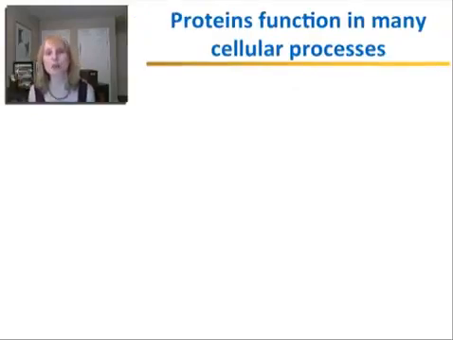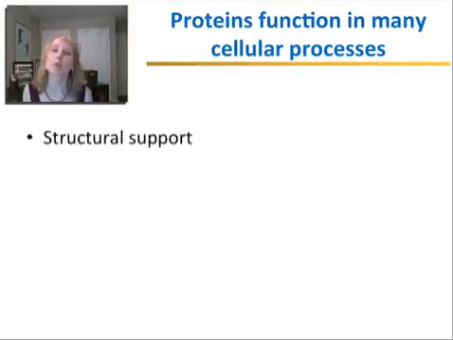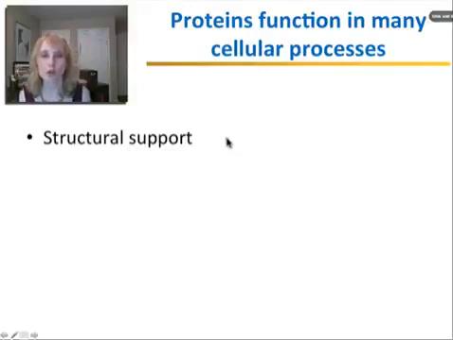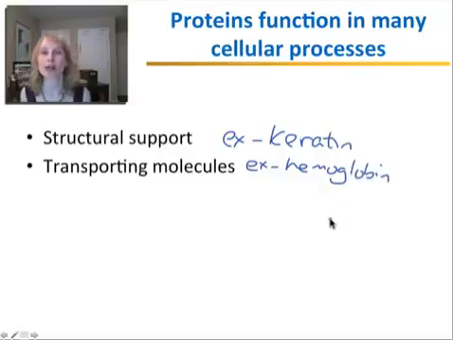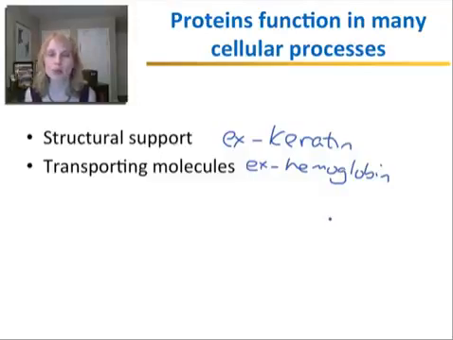So lastly, let's just summarize some of the functions that proteins carry out inside cells. Some proteins function in structure. For example, you have a protein called keratin that makes up your skin and your nails. It gives them their structure. Other proteins function in transport. You just had the example of hemoglobin, which transports oxygen throughout your body. There's also proteins that transport molecules in and out of cells, such as a particular protein that transports glucose into your cells so your cells can use it for energy.